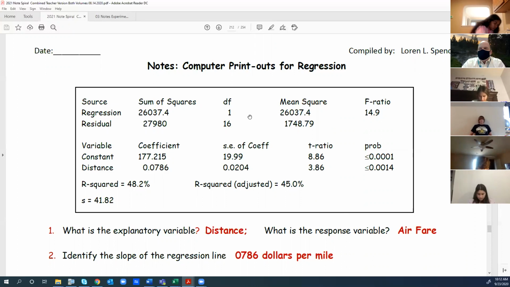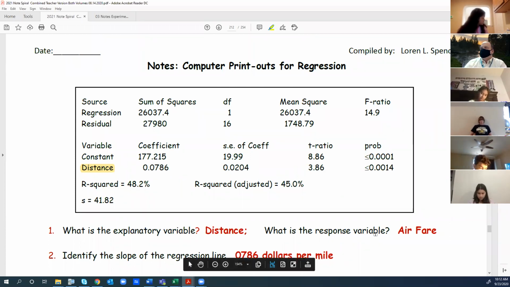Usually there's a scenario at the top of the page. We are continuing with our distance and airfare scenario. It would normally be at the top of the page and say what it is. The very first thing it asks us to find is the explanatory variable. They're really nice about that. They always tell us what our explanatory variable is, which in this case is distance. So distance is our explanatory variable.